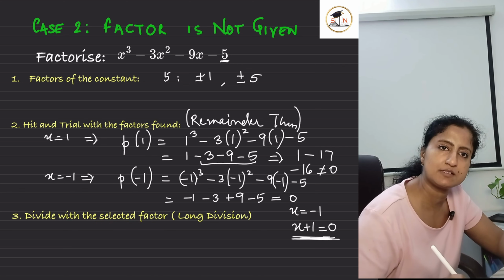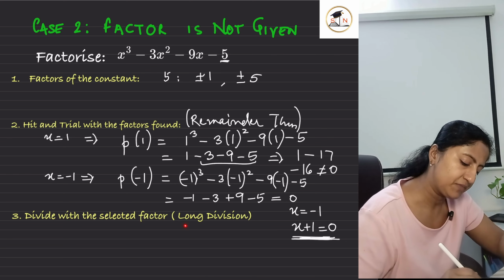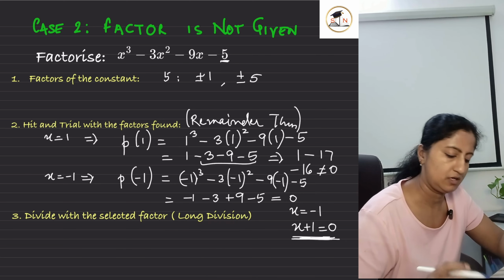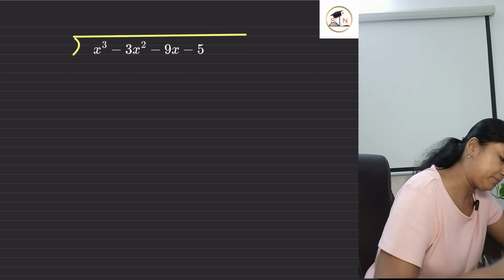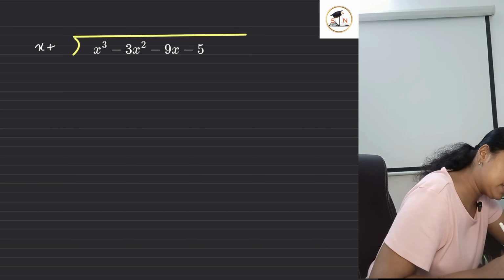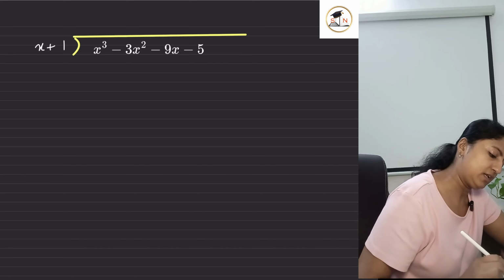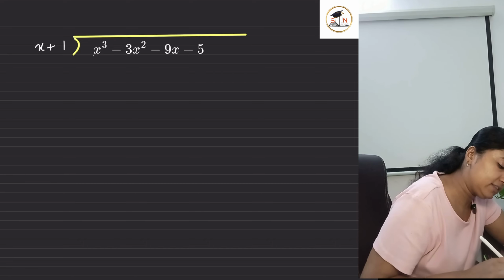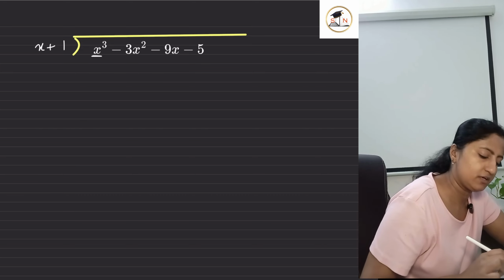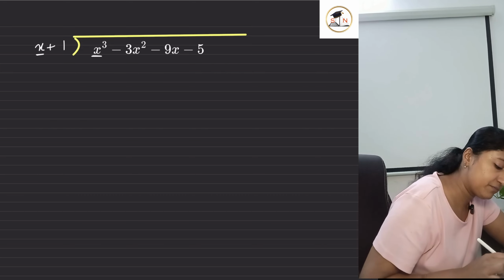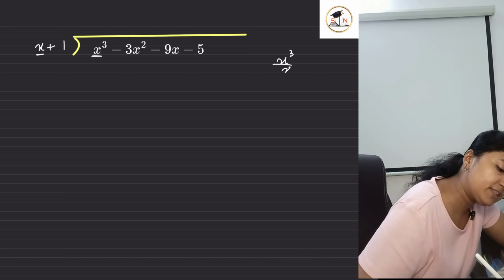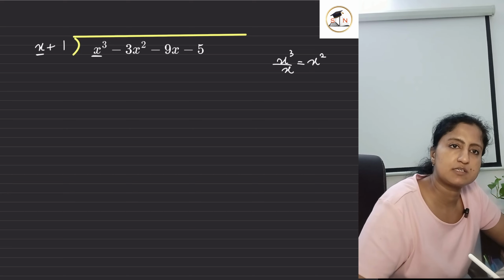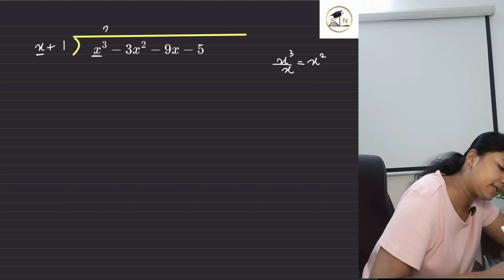We have got x plus 1 as a factor. So now we need to divide, and this is long division. Okay. Now, what do we do in long division? Let's see step by step. We had seen that it was x plus 1. Okay. Now, first we need to divide the first term of your dividend over here, which is x cubed, with the first term of your divisor. And when you divide x cubed by x, what do you get? You get x squared. So this becomes your first term of the quotient, which we will be writing on the top.